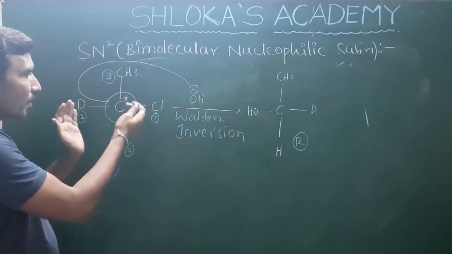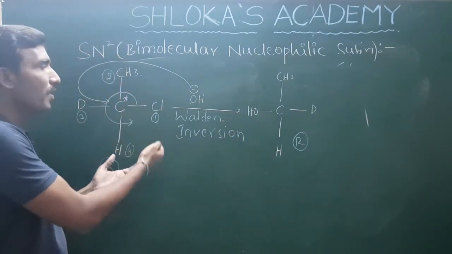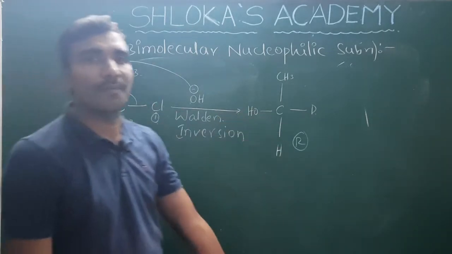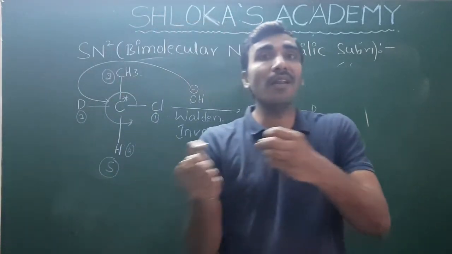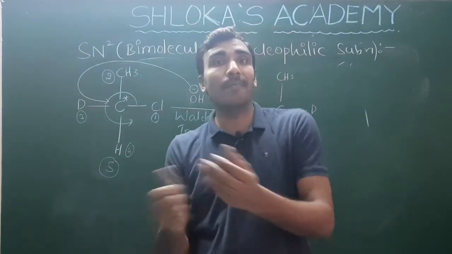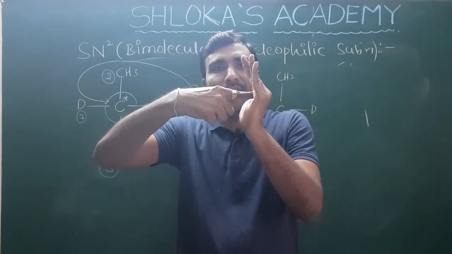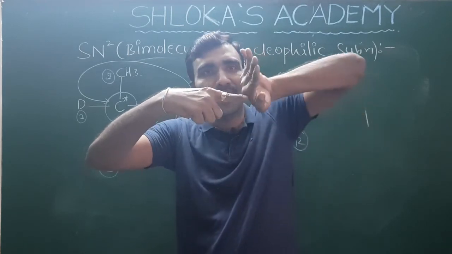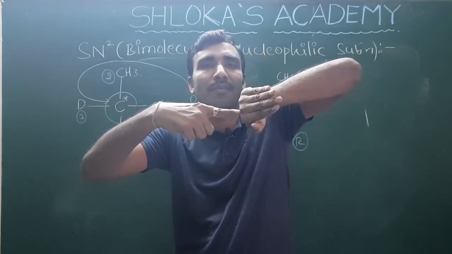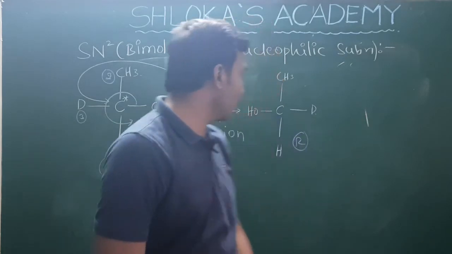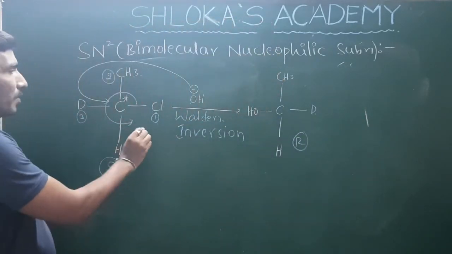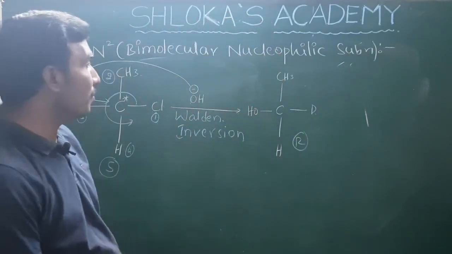It means the substrate has inverted its configuration from S to R completely, like an umbrella rotation. It is also called umbrella inversion. Actually, an umbrella is like this. As the nucleophile approaches, it becomes like this. It is also called umbrella inversion. This is the stereochemistry of the SN2 reaction.